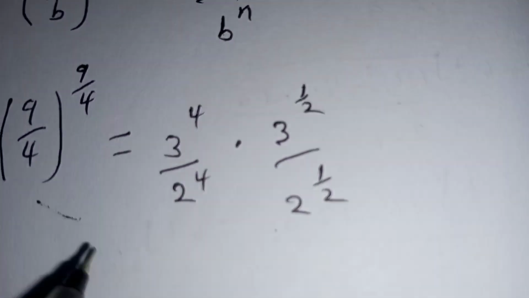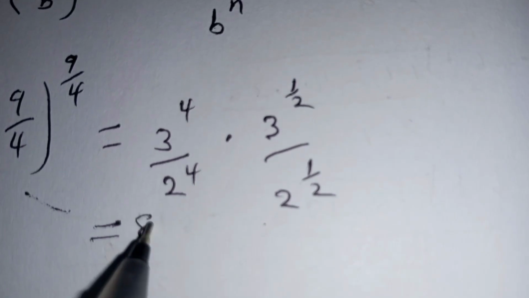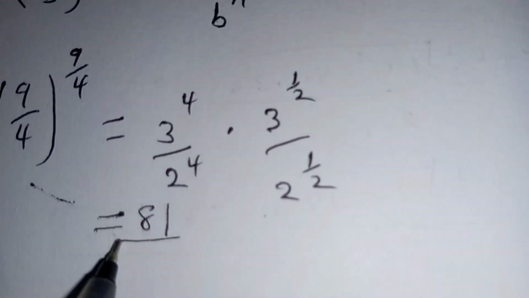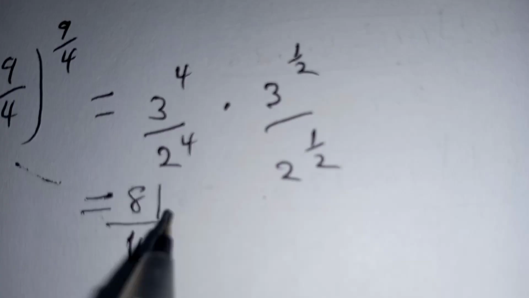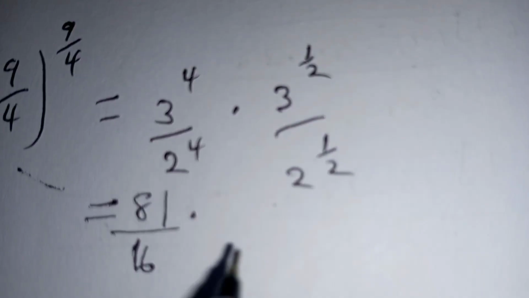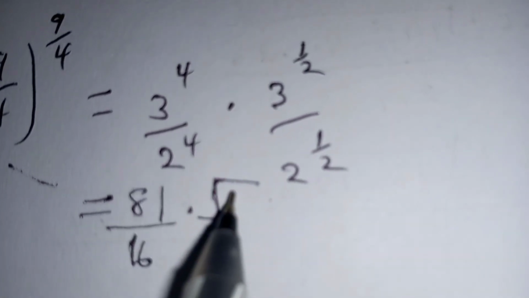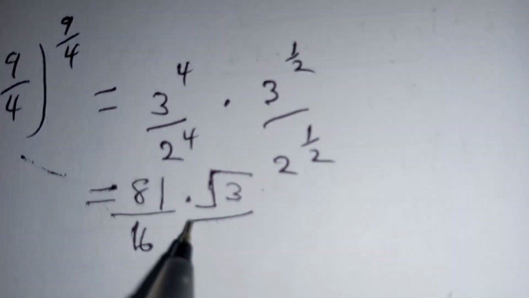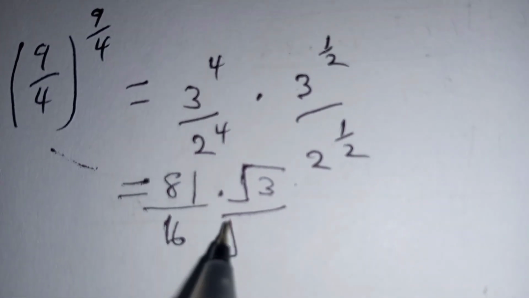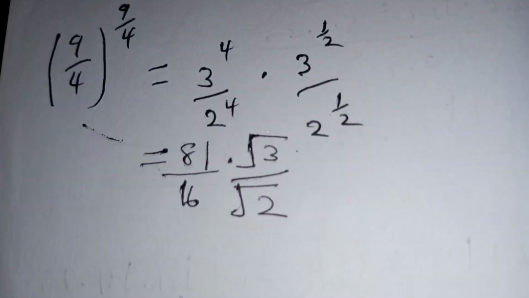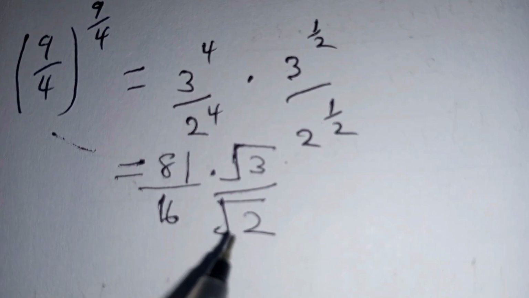3 power 4 is 81. 2 power 4 is 16. And then power half is the same as square root. So instead of 3 power half, we can write it as square root of 3. And instead of 2 power half, we can write square root of 2. At this point, we can rationalize the denominator by multiplying both the numerator and the denominator with the square root of 2.